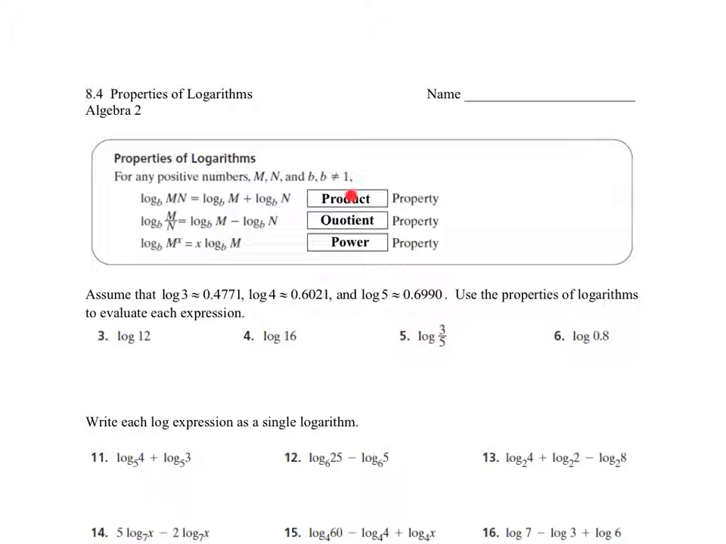So there's the product property, which is when you're adding logs, the quotient property is when you're subtracting logs, and the power property is when the coefficient or the number out in front or the expression out in front of the logarithm is actually the exponent.